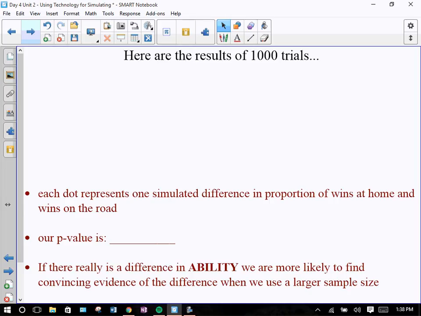So we're looking at this dot plot. I know you guys don't have a dot plot in your notes, but what I want you to understand is that each dot represents one simulated difference in proportion.